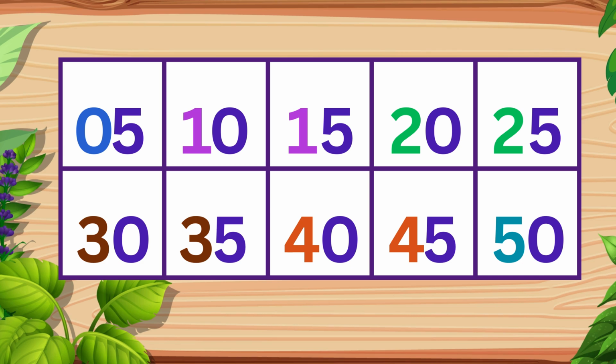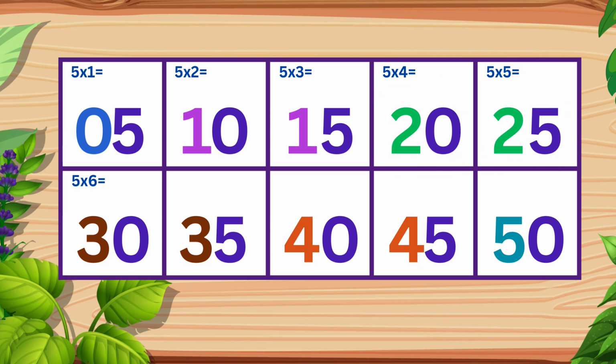Now, let's see how it works. Start from the top left box and read across. 5 times 1 equals 5. 5 times 2 equals 10. 5 times 3 equals 15. 5 times 4 equals 20. 5 times 5 equals 25.